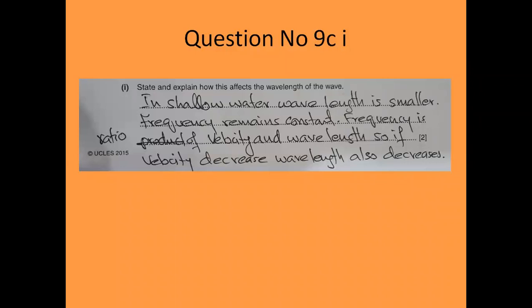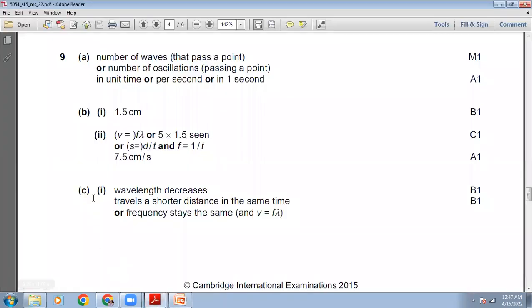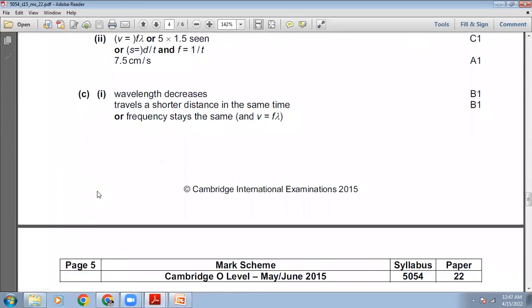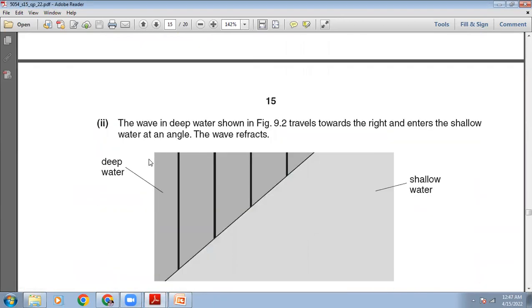In the shallow water, wavelength is smaller, frequency remains constant. Frequency is the ratio of velocity and wavelength. So if velocity decreases, wavelength also decreases to get the same ratio. I hope you understand. So let's have a look at the marking scheme. Marking scheme says 1 mark for saying that the wavelength will decrease, and 1 mark for saying that the wave travels a shorter distance in the same time, or frequency stays the same because V equals F lambda. Our answers are right. Okay.